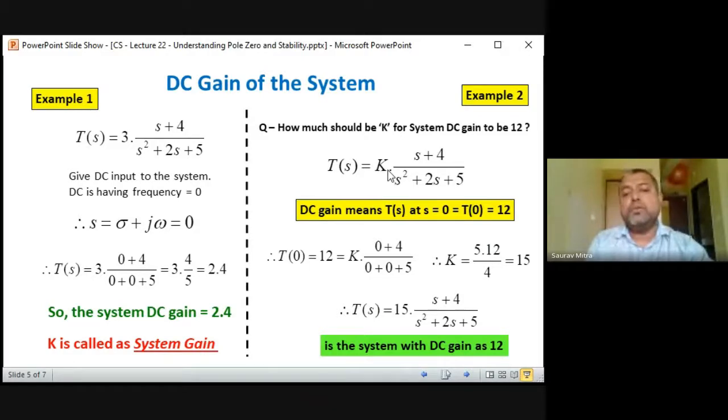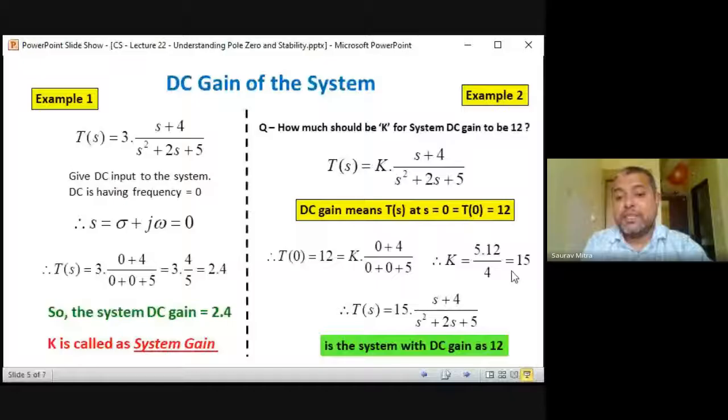So as it is given, I want the DC gain to be 12. Substitute here: 12 is equal to K into (0 + 4) divided by (0 + 0 + 5). In that case, if you solve, K is equal to 15. That means H(S) is equal to 15 into (S + 4) divided by (S square + S + 5). So the system gain is 15, here K is called the system gain.